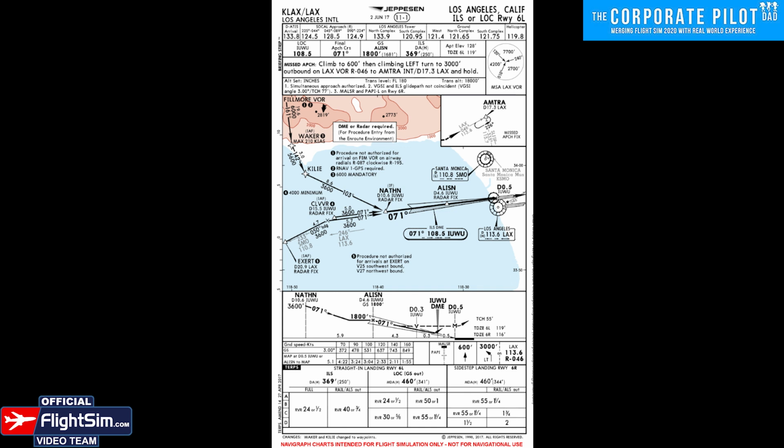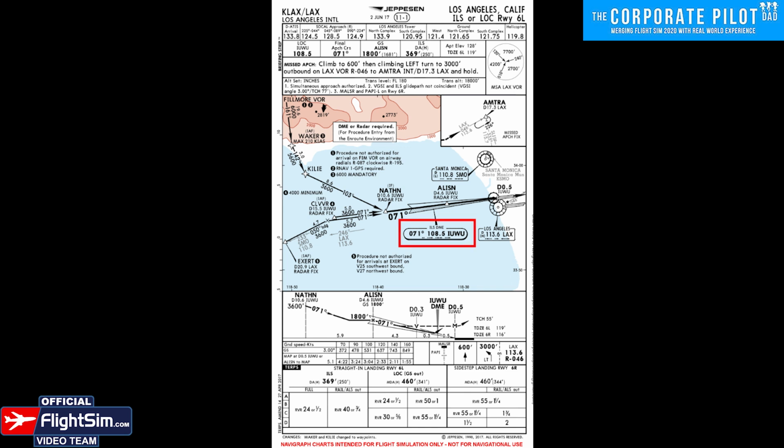So the next question is, in Nav 1, we're going to have the localizer tuned. But the point we're going to hold over is off of LAX VOR. And this procedure says climb to 600 feet, then climbing left turn to 3000 outbound on the LAX 046 degree radial. So the climb to 600 feet, what do we do there? The previous approach gave us a heading. This one does not. So for this missed approach procedure, Nav 1 is going to be left alone.